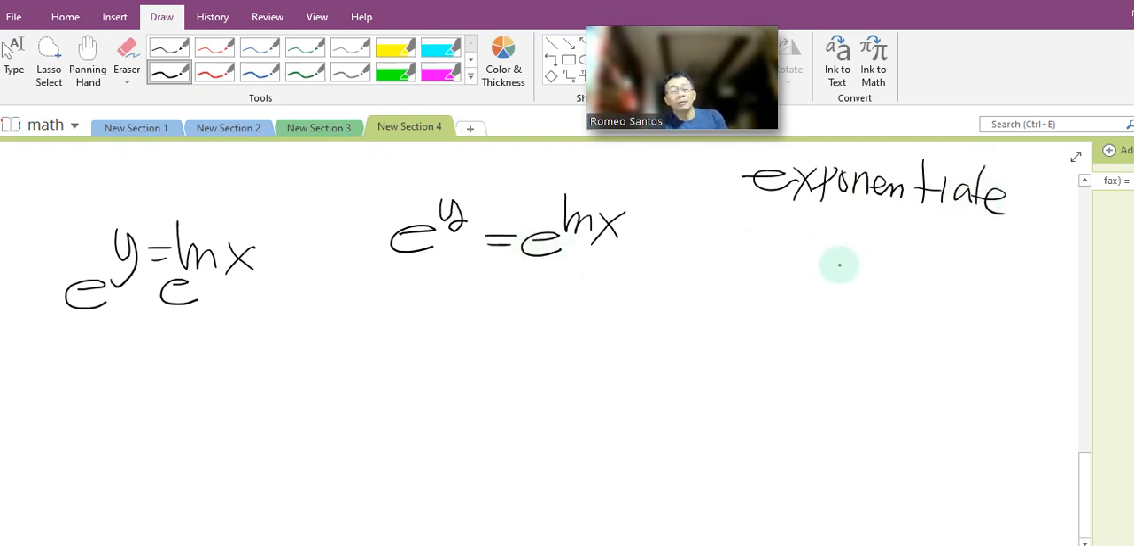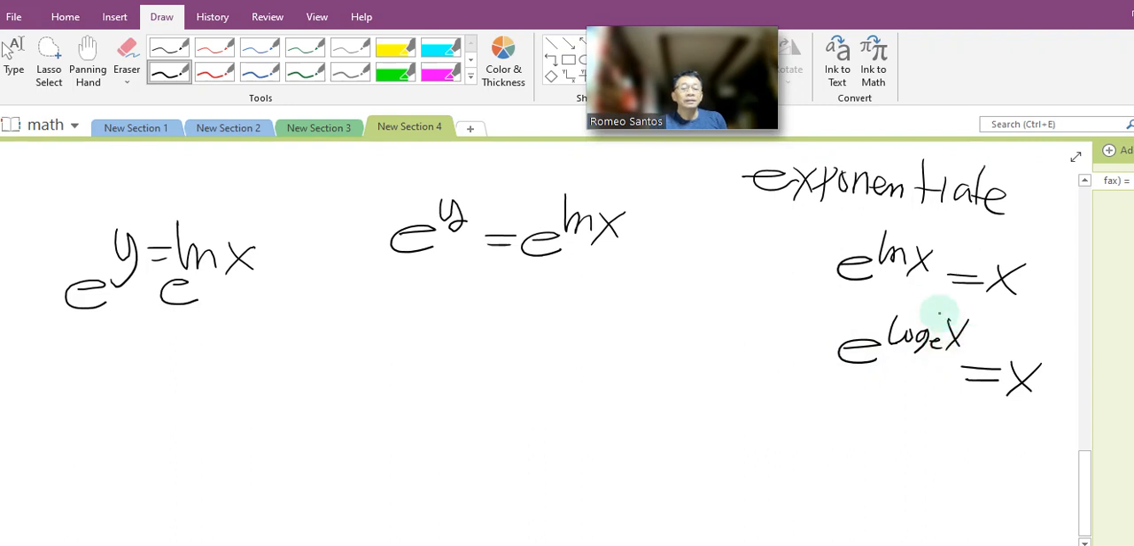Now, e to ln x is equal to x. This is one of the properties of logarithm, that e to the log of a to the base e is just equal to a. So the exponent will go down as x. Since log to the base e is ln, it is just the natural logarithm. So, x is equal to x.